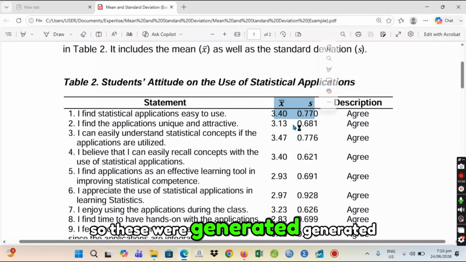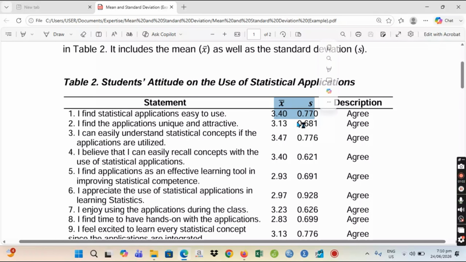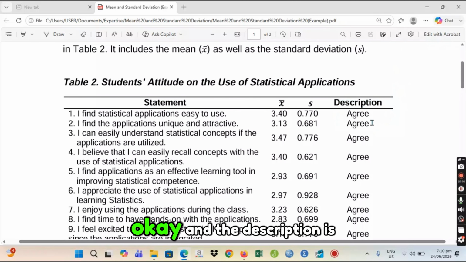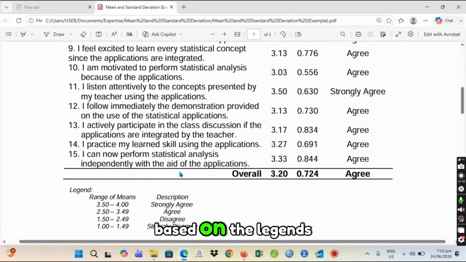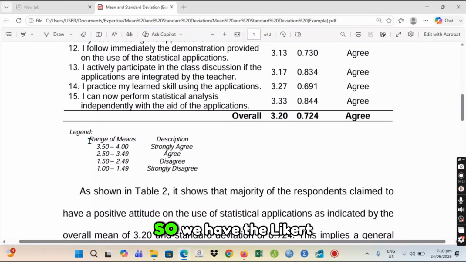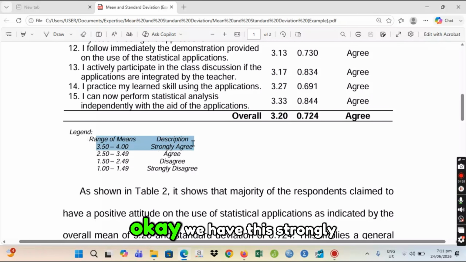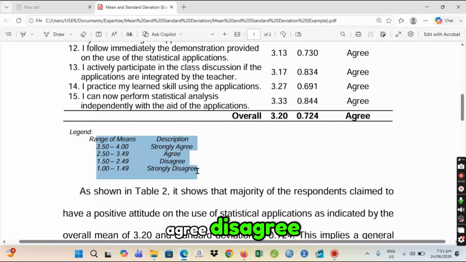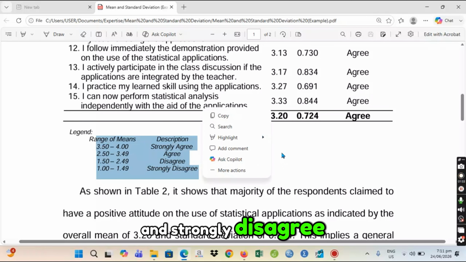So these were generated, okay, using the apps. And then we also have the description, and the description is based on the legends. So we have the Likert scale here, a 4 point on the level of agreement. Okay, we strongly agree, agree, disagree, and strongly disagree.